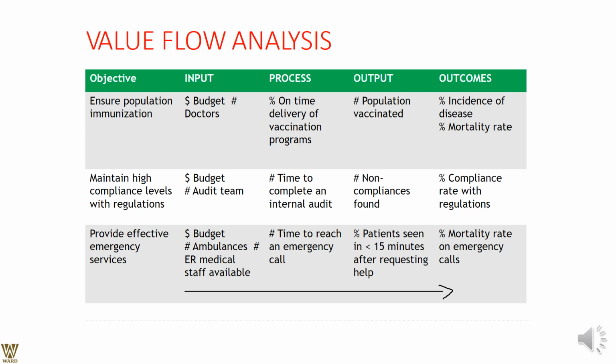Now we can marry it with the BSC, the balanced scorecard altogether. What we are looking into is the population and everything that comes around it, a simple elaboration given for a hospital per se. It's just an example of a hospital which gives you details about the population for immunization, the budget, the doctors, the on-time delivery, the population vaccination, the incidence of disease, and so on, the time to reach an emergency call, the patient being seen within less than 15 odd minutes, and the mortality rate on the emergency call.